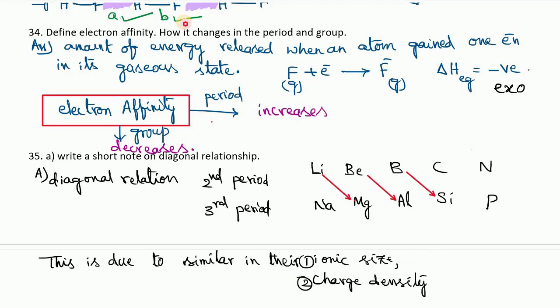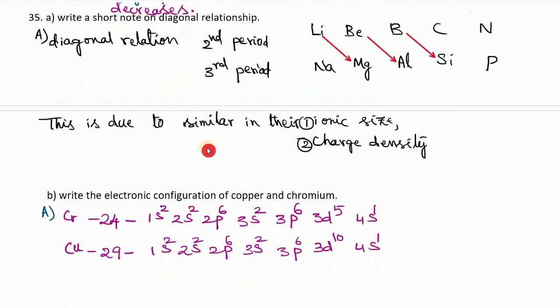This diagonal relationship is due to similarity in their ionic size, not atomic size. It is ionic size and charge density. Very, very important. Many times they asked this question in previous KSET, KCET, and in NEET also they are asking these questions. Lithium, magnesium; beryllium, aluminium; boron, silicon. Just remember it like this, a simple technique.